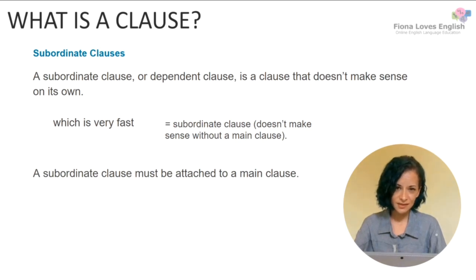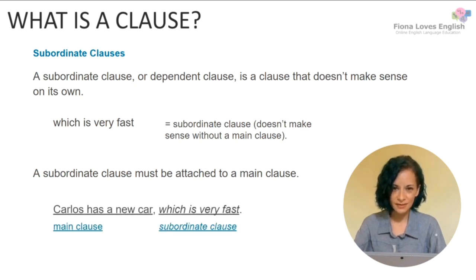When we attach it to a main clause, it can be understood. Carlos has a new car, which is very fast. Now we have a sentence that is made up of two clauses. The first clause is a main clause, or independent clause. Carlos has a new car.